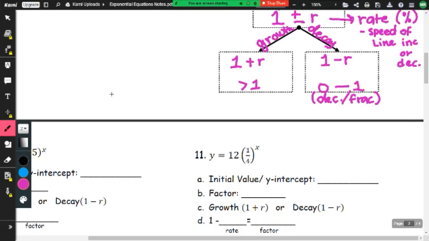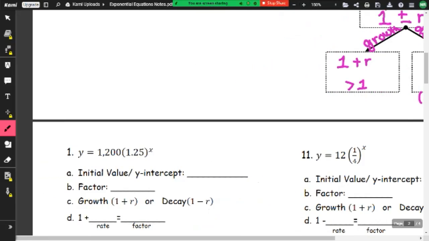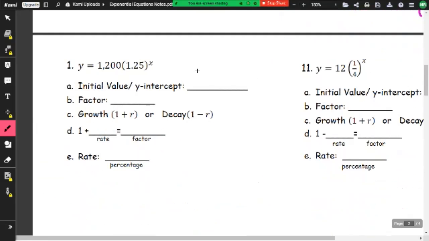Okay. All right, so open up to the first page. It's a lot to soak in, but I promise it will be painless. All right, number one. So initial value is your y-intercept on the graph. We're not looking at graphs, so we're talking about initial value. What is the initial value here? 1,200. It will always be the number in front of the parentheses every time.